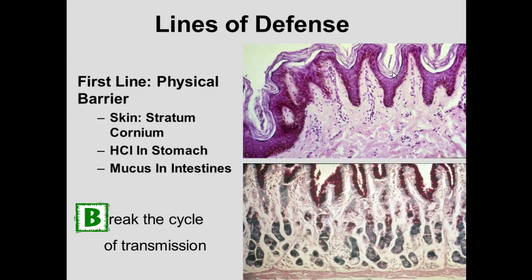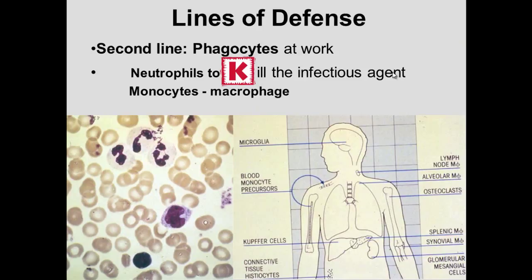Also, there are the things that we eat. The hydrochloric acid in the stomach and the mucus in the intestines prevent invasion of the things that we eat into the body's milieu inside the epithelium. So that is how we're breaking the transmission cycle. Also, we kill the infective agents. That's why we have the pathogen fighters at work: neutrophils, and macrophages from monocytes throughout the body.